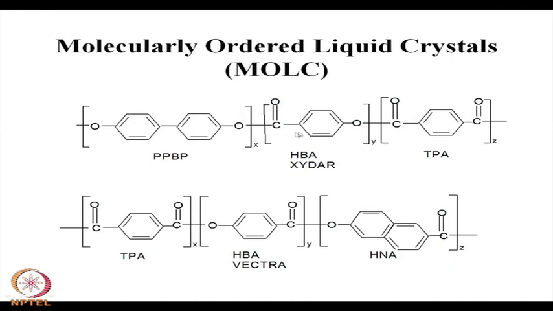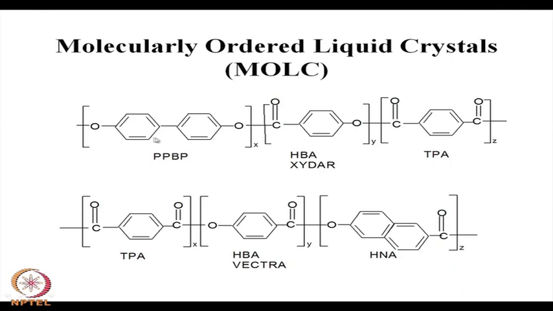So, this liquid crystalline phase occurs due to rigid rod like configuration of the molecules. When such units are present in that polymer, those units are known as mesogens. If those mesogens are present, then that gives long range order in the liquid phase.